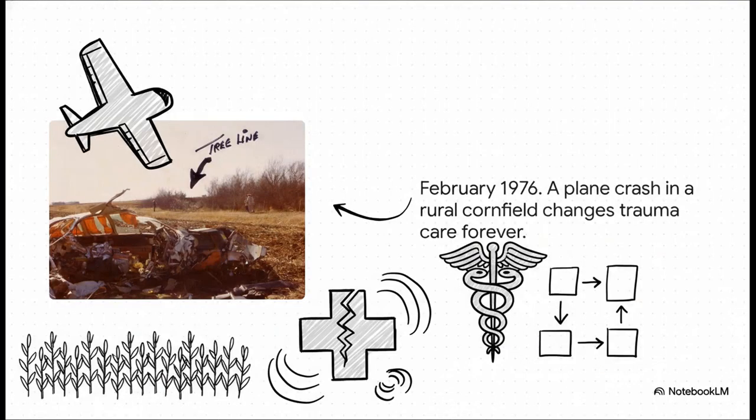To understand the why behind all of this, we have to start with a nightmare. It's February 1976. An orthopedic surgeon, a guy named Dr. James Steiner, has just crashed his small plane into a cornfield. His wife is killed instantly. 3 of his 4 children are critically injured, and he's about to make a horrifying discovery. The trauma system he thought he could rely on, well, it just doesn't exist.